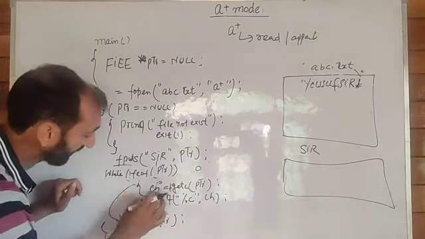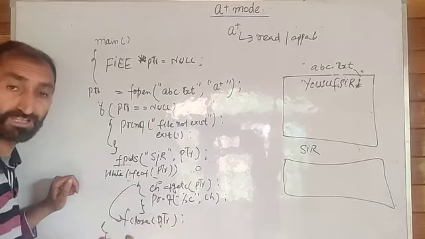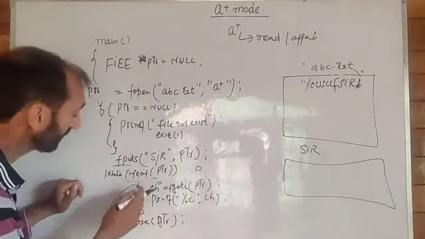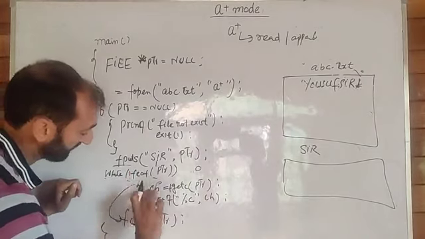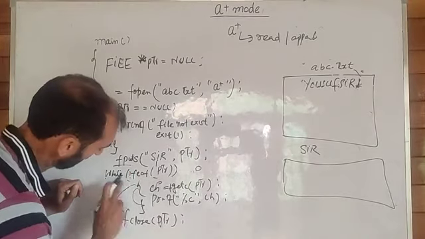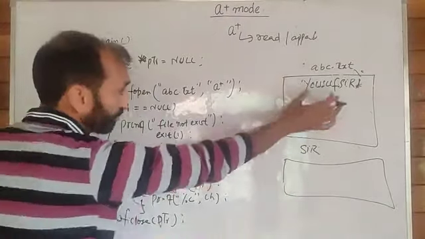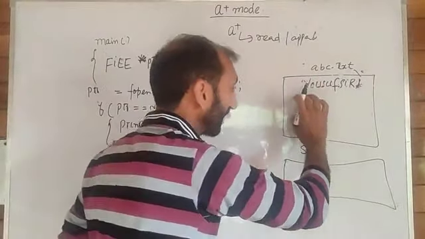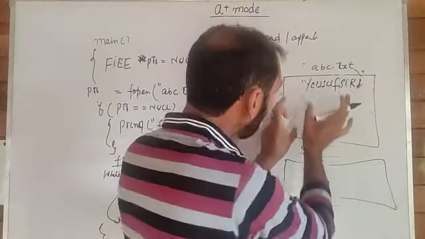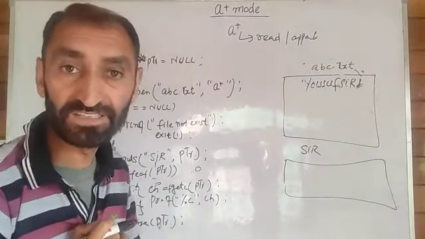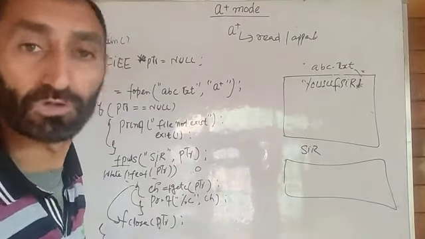If the condition is false, the loop is not entered, because we have already discussed the loop. The control goes outside the loop, and the fclose function gets called, so the file gets closed. So we are not able to read the contents of this file. But we have to read it again.